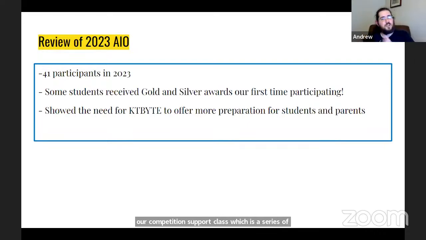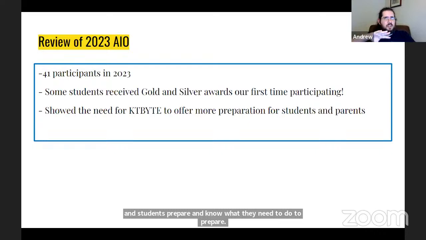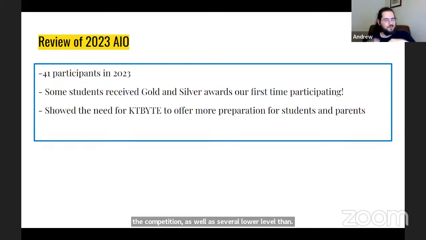to help both parents and students know what they need to do to prepare for the competition, as well as several lower level classes. I say lower level, it's still Core 4 and Core 5 level, but lower level than advanced USICO classes. We've had USICO classes for a long time, but we've only recently been focusing more and more on the competition preparation classes for these competitions generally, even for students who aren't quite ready for USICO. We've already had a number of students go through these classes, and we think they've been pretty helpful.